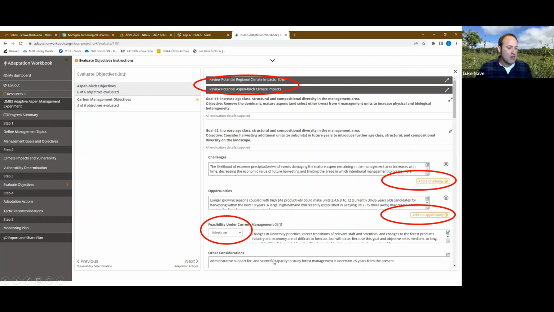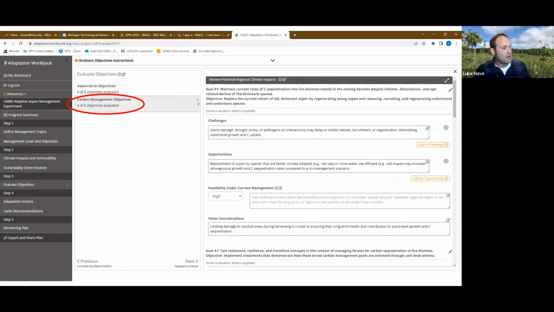So we had good, this is an important consideration in a university environment, really any organization where you have people changing over time, that often will become a consideration that might lead you to, say, a score of high feasibility for adaptation actions taken now, but medium or low feasibility for adaptation actions that you're considering taking in the future. And overall, we assess that to be a medium level of feasibility for our objectives related to harvesting in order to increase age class, structural, and compositional diversity.